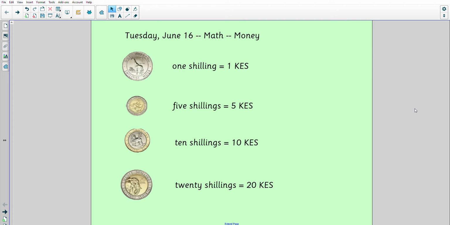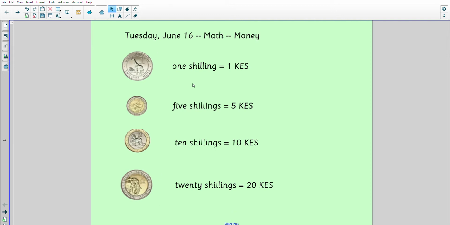We are starting to learn about money. You probably know about money. When you go to the shop, it's very hard to buy anything if you don't have any money. Today, we're going to talk about the Kenyan shilling coins. There are 4 main Kenyan shilling coins. There are a few others, but they aren't used very often, so we're going to focus on these 4.